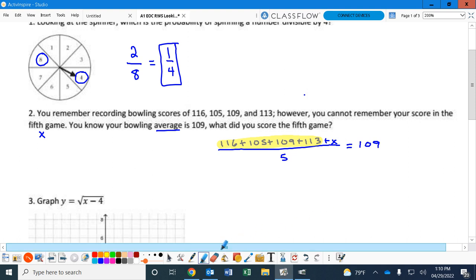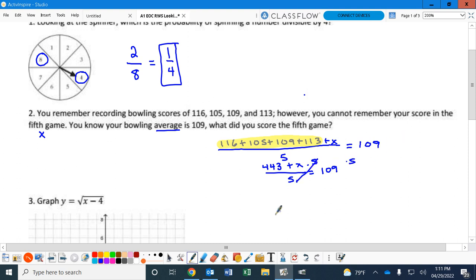Okay, if you combine those together, what is 116, 105, 109, and 113? 443. People are saying different answers at different times. All over 5 equals 109. How do you get rid of the denominator? That's going to cancel out.